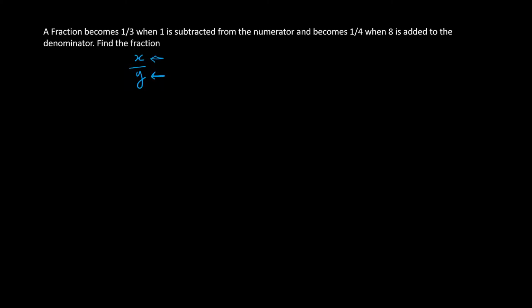How I remember is that denominator starts with a D, and down starts with a D. So that's why I remember where the denominator is, and the numerator is obviously the other one. Now, they're saying 1 is subtracted from the numerator. That means x minus 1, and I have y below. Now that becomes 1 by 3.